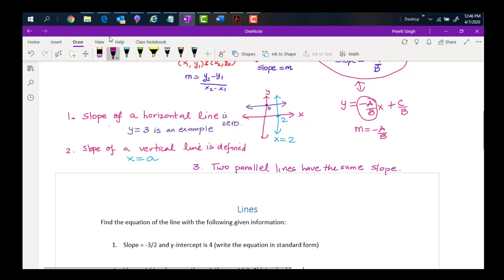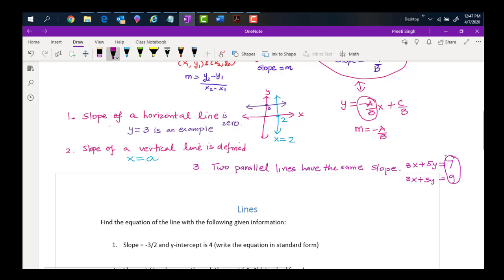So the first one would be something like, let's say, 3x plus 5y equals 7. Suppose this is a line. Another line that's parallel to this line would be 3x plus 5y equals, let's say, 9. Just change these constants right here, and you will see parallel lines.